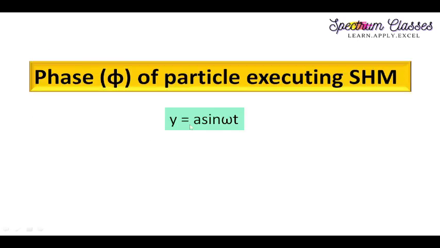So for that purpose, we are using this equation y is equal to a sin omega t. This is for the particle executing simple harmonic motion. And if it is sometime deviated from its equilibrium position, then we introduce phi naught. So this is called the initial phase, right?